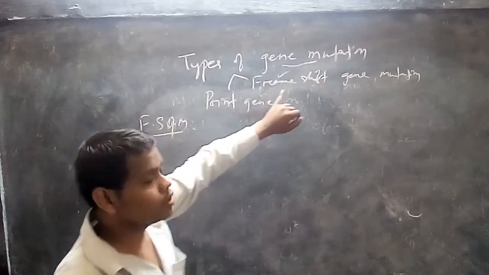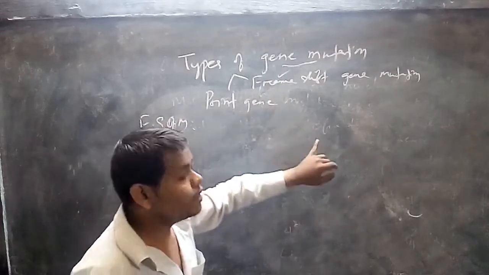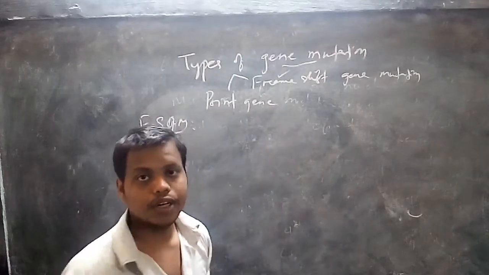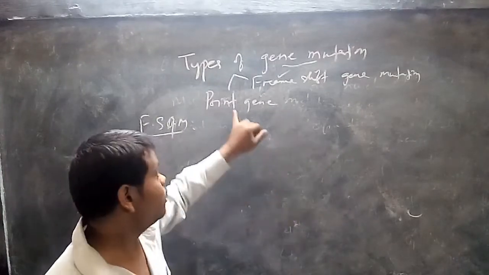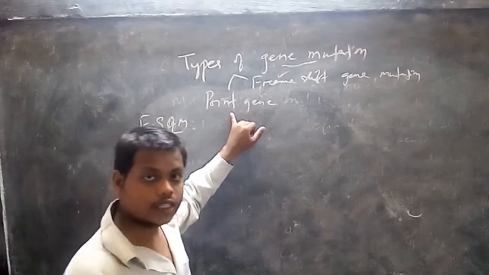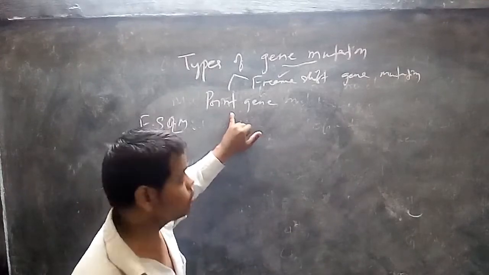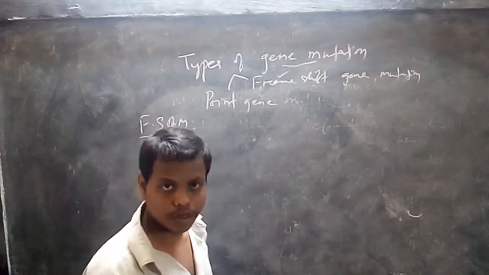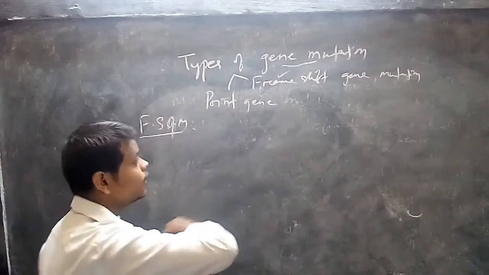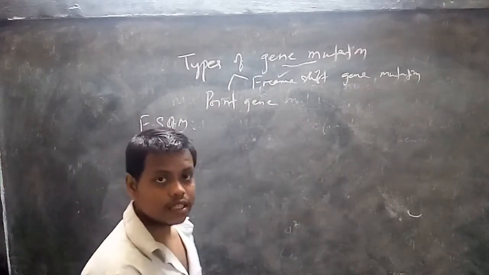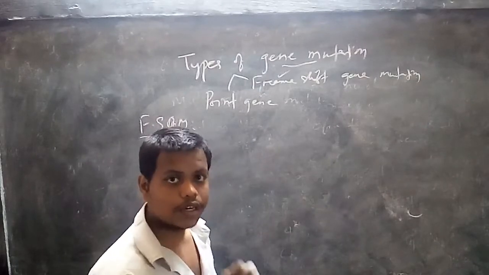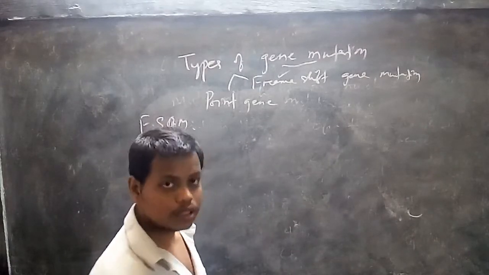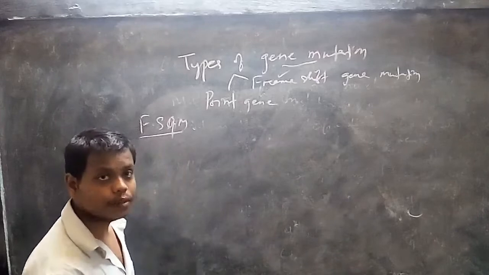Frame shift gene mutation refers to when change in several nucleotide base sequence occurs. That means in point gene mutation, changes in a single nucleotide base sequence occurs. But in frame shift mutation, change in several nucleotide base sequence occurs, and that brings the change in the reading frame or reading sequence of the DNA of the gene. Then that is called frame shift point mutation.